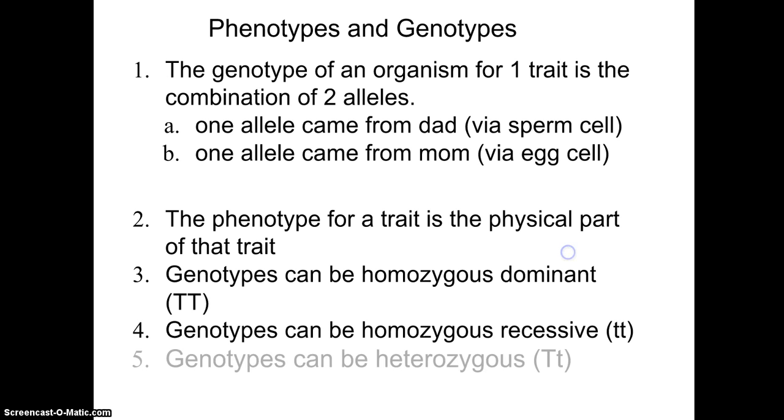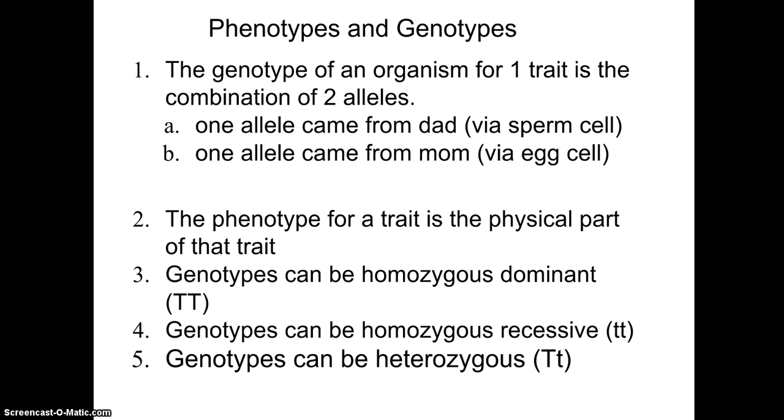Now, genotypes, there's three types. Genotypes can be homozygous. Homo means the same. So as soon as you see that prefix homo, you're either going to have two capital letters or two lowercase letters. If you have two capital letters, that means mom gave you a dominant allele and dad gave a dominant allele, so it's homozygous dominant. So there's two capital letters.